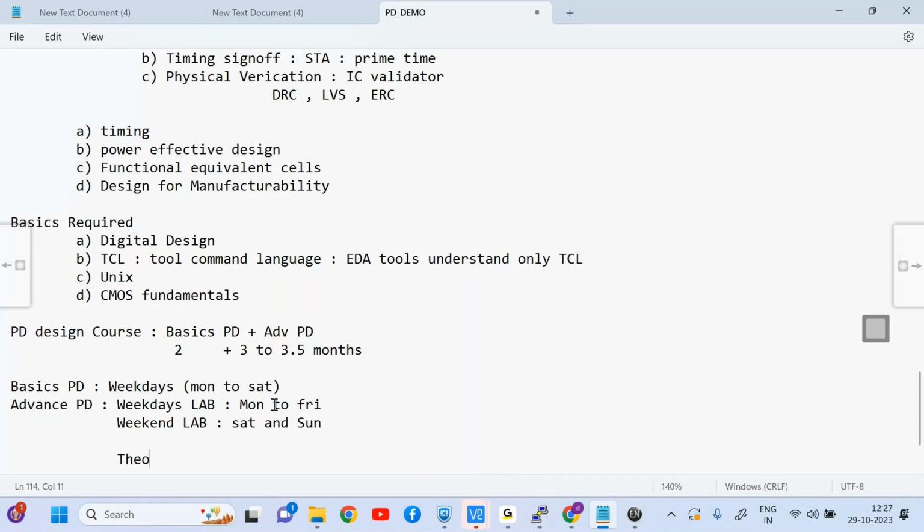Advanced PD theory is done only on Saturday and Sunday. So from Monday to Friday, you will be working on lab. And working professionals who are not available on weekdays will work on labs on Saturday and Sunday after theory classes. Morning you will have theory, afternoon you will have labs on Saturday and Sunday. But basics is on weekdays, Monday to Friday. There is no separate course like weekend or weekdays.